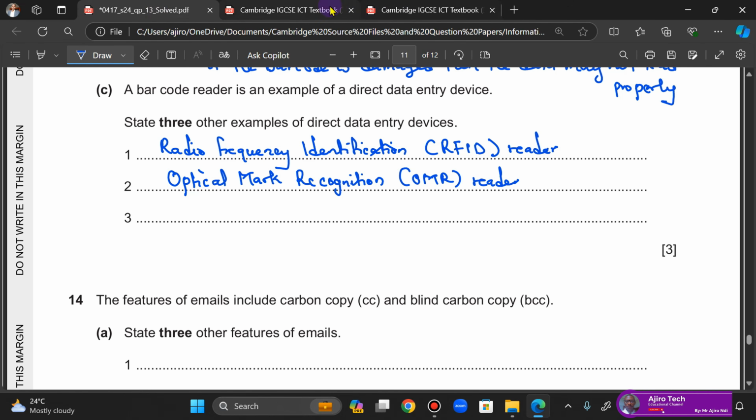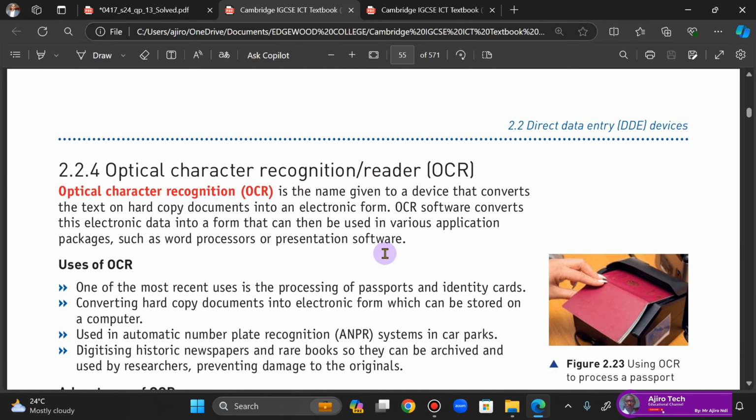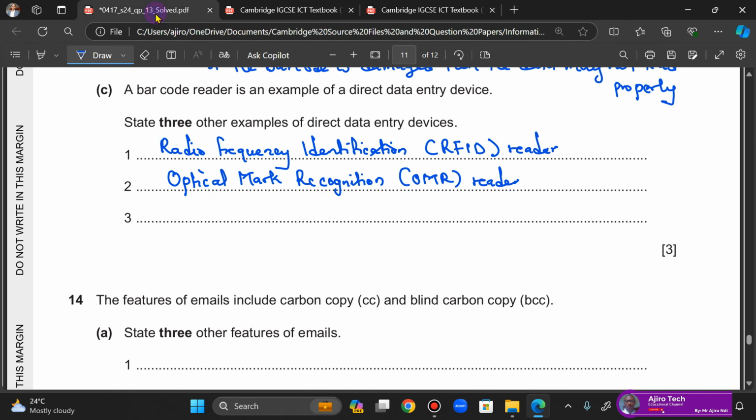Then the next one is optical character recognition. This one converts text on hard copy into electronic form. So we have the optical character recognition, which is OCR.